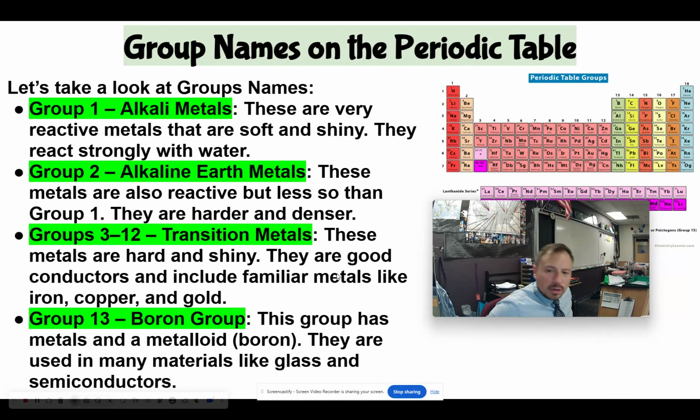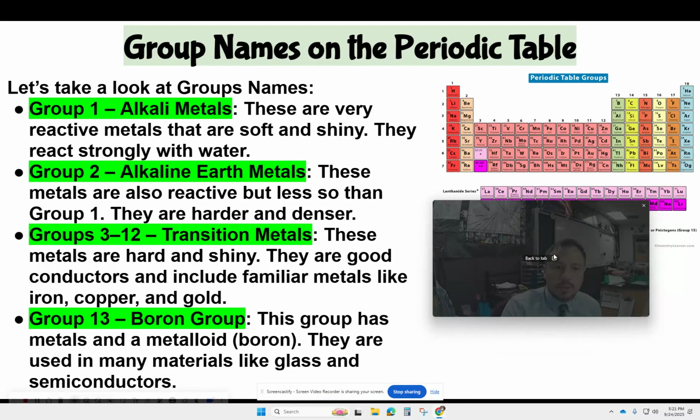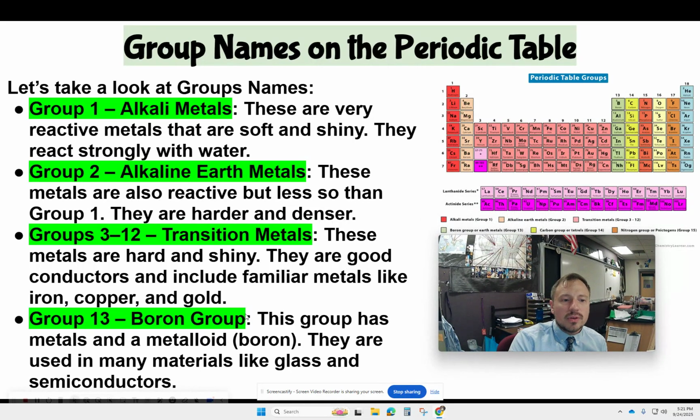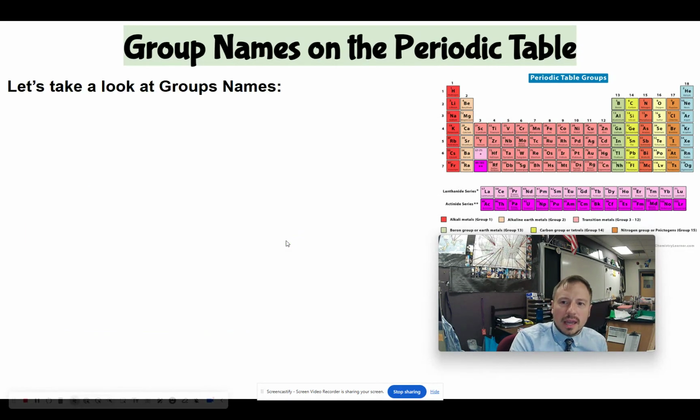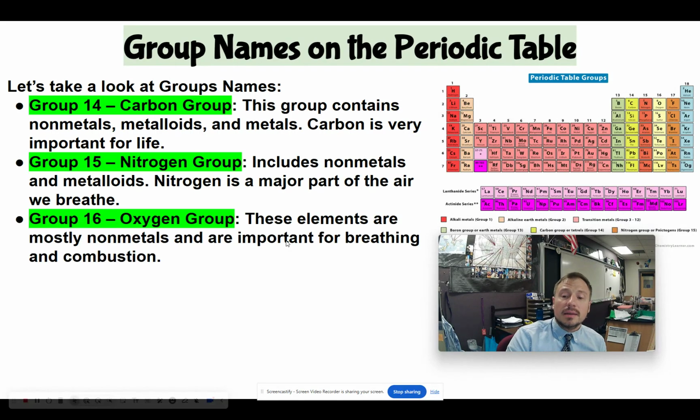Now, groups on the periodic table have specific names because they react very similarly. Group 1 is the alkali metals. Group 2 is the alkaline earth metals. Groups 3 through 12 are called the transition metals. Group 13 is the boron group. And 13, 14, 15, 16 are just named after the top element in that group. So 14 is the carbon group, 15 is the nitrogen group, 16 is the oxygen group.